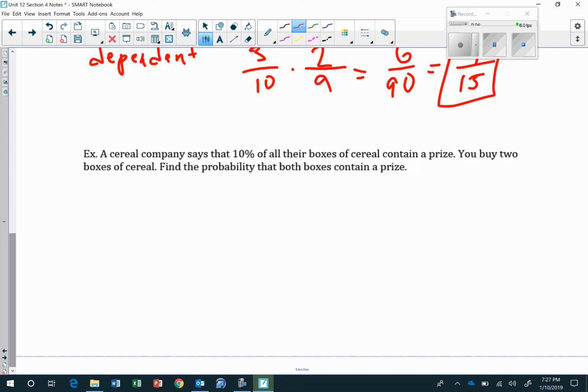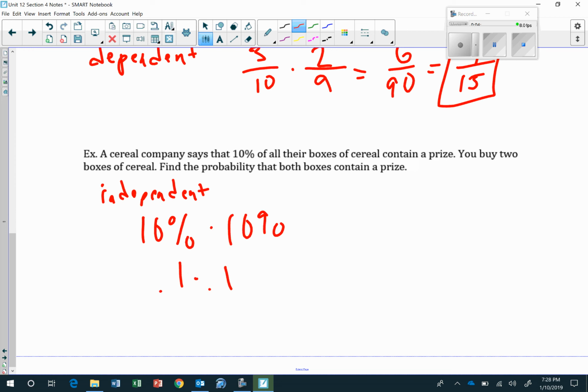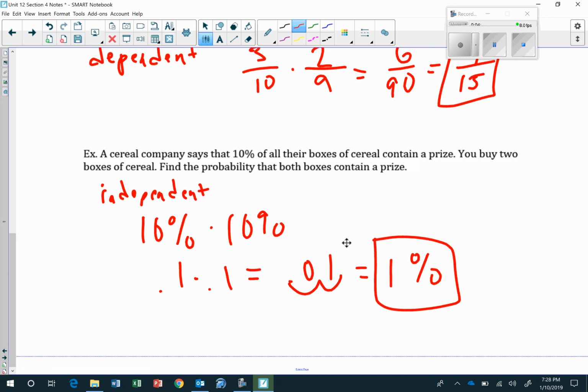A cereal company says that 10% of all their boxes of cereal contain a prize. You buy 2 boxes of cereal, find the probability that both boxes contain a prize. These are independent events because it's still 10% of the boxes regardless. So we're doing 10% on the first box times 10% on the second. To multiply percents, I need to turn them into decimals. So I'm going to do 0.1 times 0.1, which gives me 0.01, which would just be 1%. So there's a 1% chance that both of them are going to have a prize.